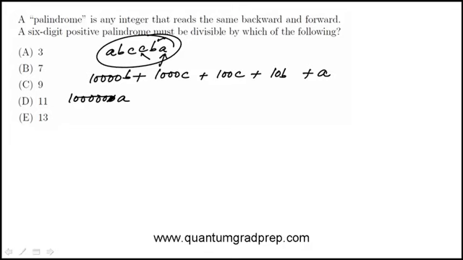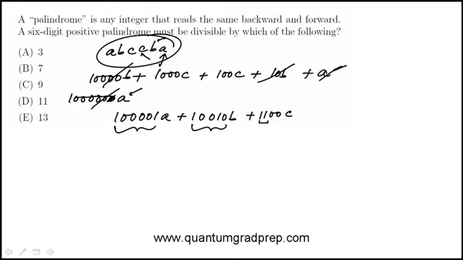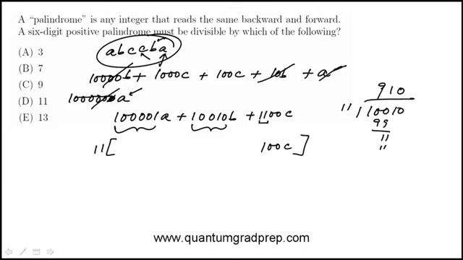Now if I were to add these up, meaning combine the A terms, so this would be 100,001A, and then I would have 10,010B, these two terms, and then plus 1100C. So I want to see what number I can factor here. I notice immediately I have 11, so I have to check if these are divisible by 11. If I factor out 11, here I'm going to get 100C. This number 10,010, 11 times 910, and so it's 910.